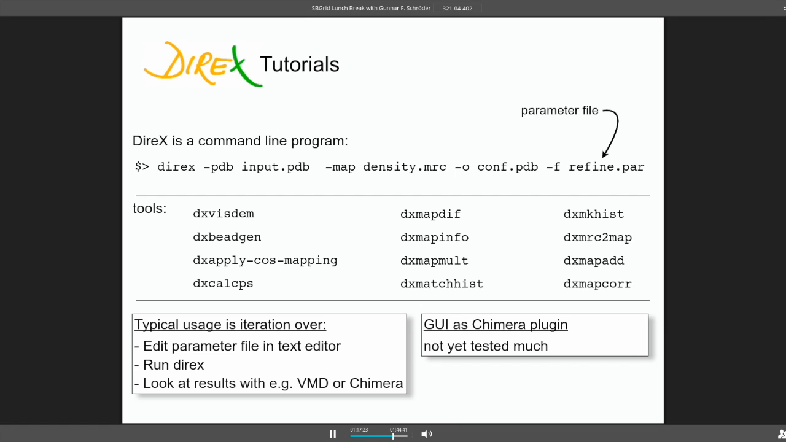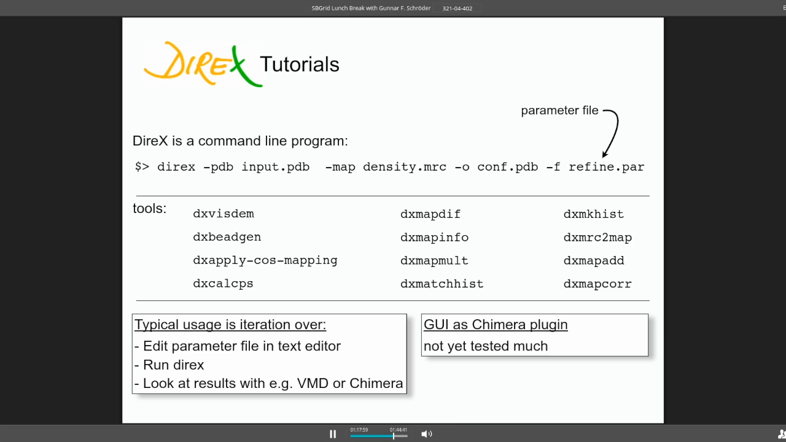You call DireX and then -pdb with the input PDB file. This reads in the input PDB file, and then with -map you read in the density map, and then you define some output. And refine.par is a parameter file that contains all the settings that DireX needs to run. DireX comes with a few more tools. The number of these is constantly growing. I will talk only about one or two of them later on.